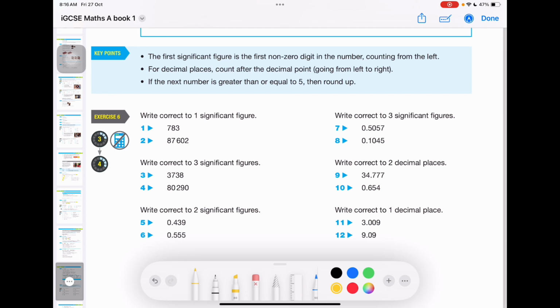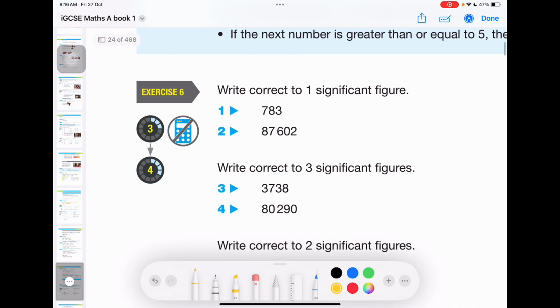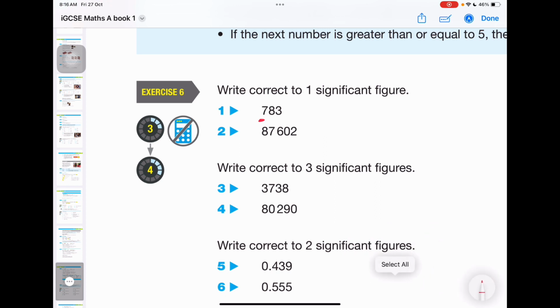First one, let's start with the study easy version. Question 1: write correct to one significant figure. For 783, because it is one significant figure, we are looking at number 7. In order to round it up or down, we look at the second digit, which is 8. So in this case, this will be 800. For question 2, it's the same thing. We look at the second digit over here, which is greater than 5. Therefore our answer will be 90,000.